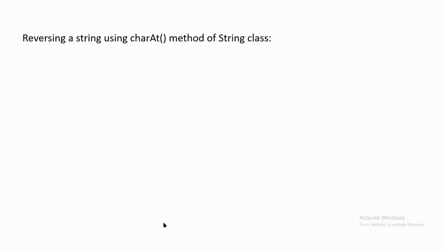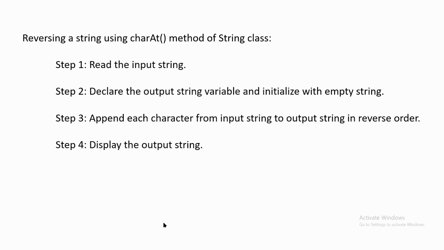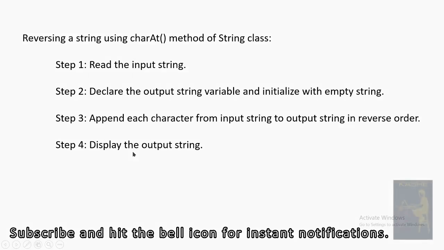If you consider the algorithm to reverse the string by using the charAt function, it has 4 steps. In the first step, we have to read the input string from the user. Then in the second step, we need to declare an output string variable, and then we have to initialize that string variable with an empty string. In the third step, we need to access each character from the input string in the reverse order, and we have to store those characters in the output string. For that, we need to use the concatenation operator here. And the fourth step is displaying the output string.